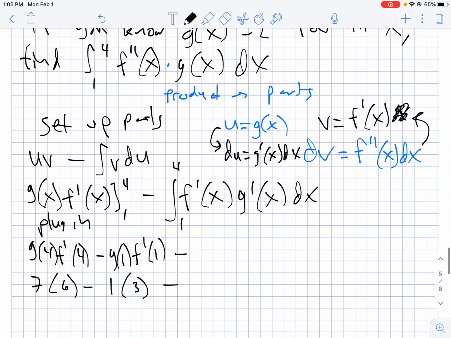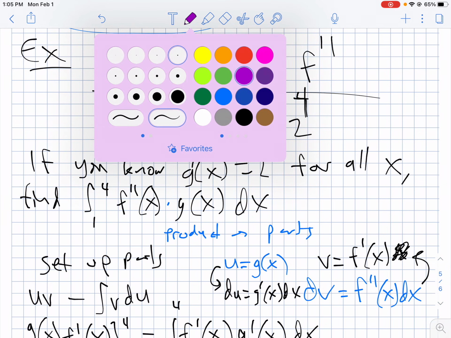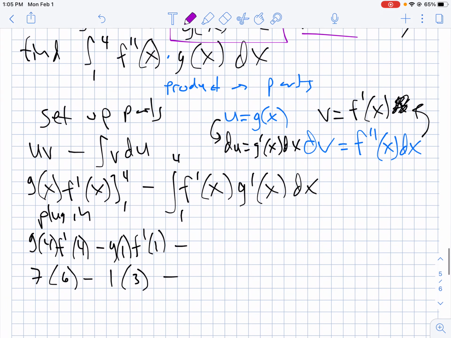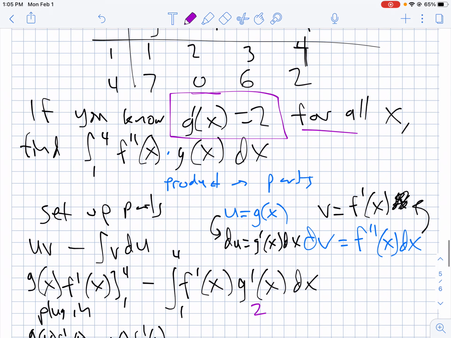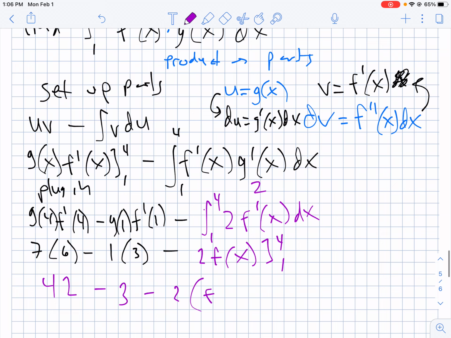Now, how do we do this integral? Well, the beauty of this problem is they told us this crucial piece of information. We have some info on f prime, and the only thing we know about g prime, and it's a big one, is that g prime is always 2. So then I'm just integrating from 1 to 4 of 2 f prime of x, which becomes 2 f of x going from 1 to 4. So this is 42 minus 3, minus 2 times f of 4 minus f of 1.